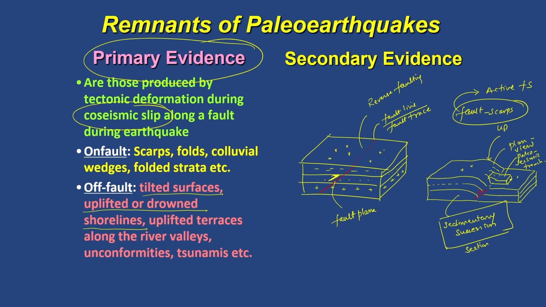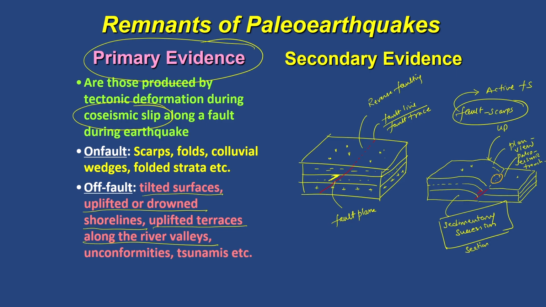Along the subduction zones. Along the rivers also we will see if the river is crossing. For example, in this case, if you have a river which is flowing through this, then you will see terraces which are formed in this area, because there is an uplift which has occurred here, and that will result in the formation of terraces.